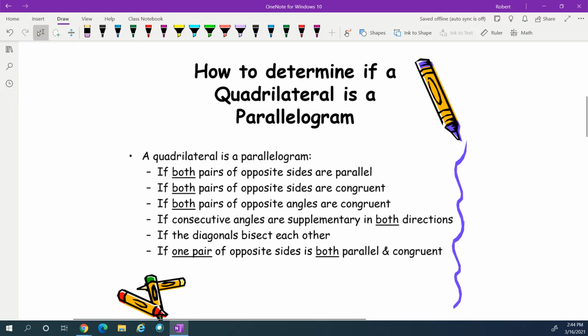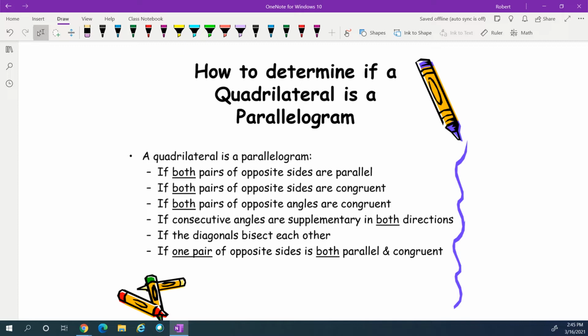So how can we determine if a quadrilateral is a parallelogram? Well, we check to see any of the properties. We test if both pairs of opposite sides are parallel. We test if both pairs of opposite sides are congruent. We test to see if both pairs of opposite angles are congruent. We test the consecutive interior angles being supplementary in all directions, so across and up and down.